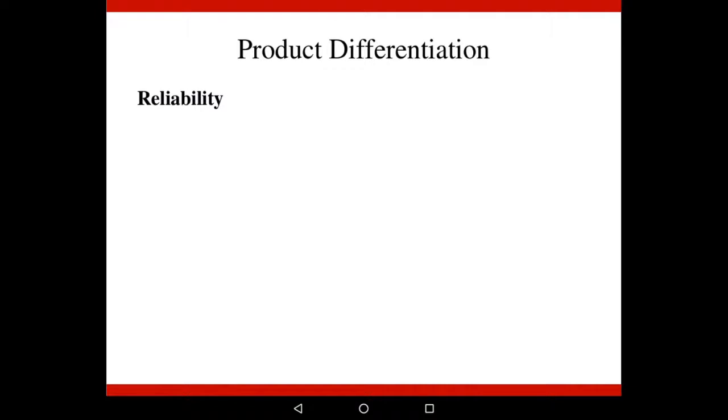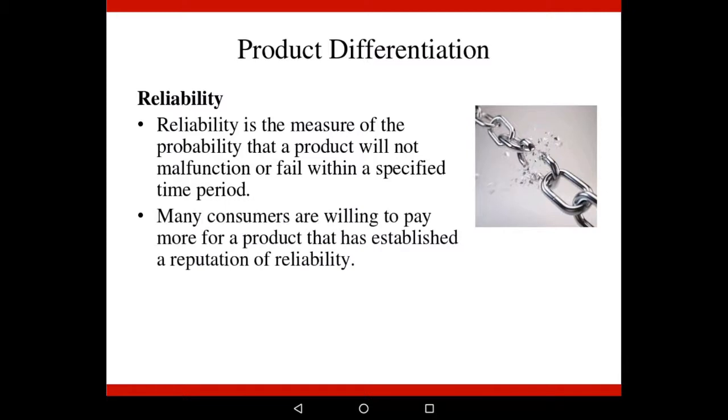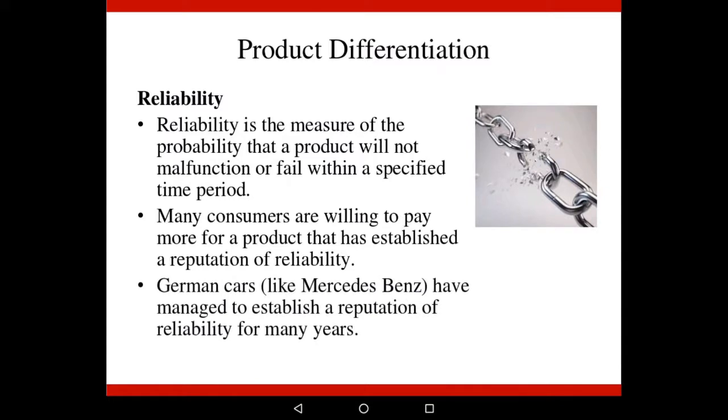Then we have reliability. Reliability is the measure of the probability that a product will not malfunction or fail in a specific time period. Many consumers are willing to pay more for a product that they believe is reliable. German cars like Mercedes-Benz have been able to establish a high reputation for being a very reliable car for many years.